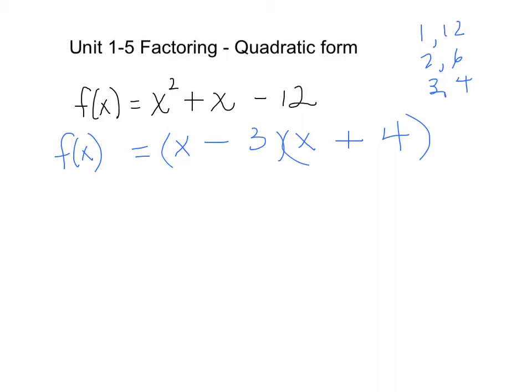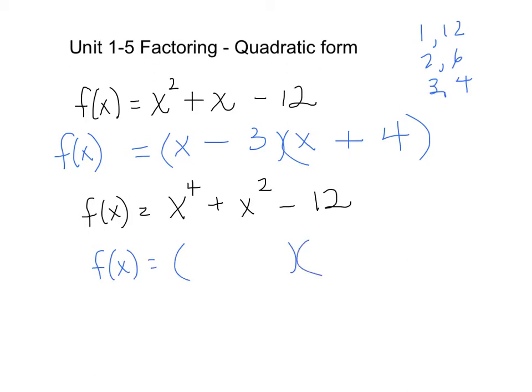Okay, so what I'm going to do, though, is extend this type to a problem like this: if I have x to the fourth plus x squared minus 12, it has the same coefficients as the one above it, but the actual problem looks a little different, but it's handled the same way. So I would say f of x is equal, and when I get ready to factor it, instead of x and x, it will be x squared and x squared. It's still 3 and 4, and then I have minus and plus.